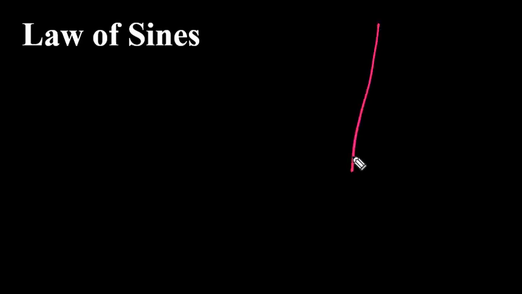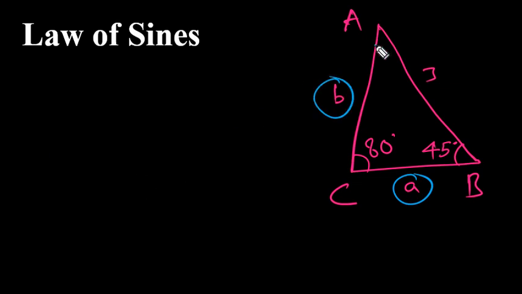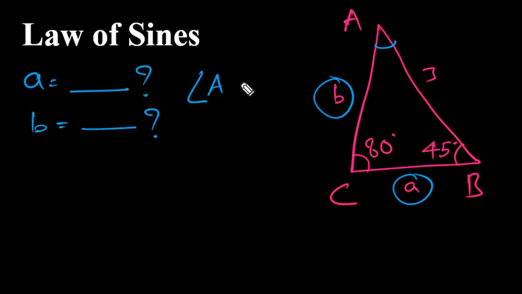So first example we have this triangle, angles A, B, C. This is small b equal to 3, angle C is 80 degrees, and this angle B is 45 degrees. Now you have to solve this triangle ABC and find the remaining unknowns. So what are the unknowns here? You have small a, you have small b, and you have angle A. So you have to find small a, small b, and angle A.